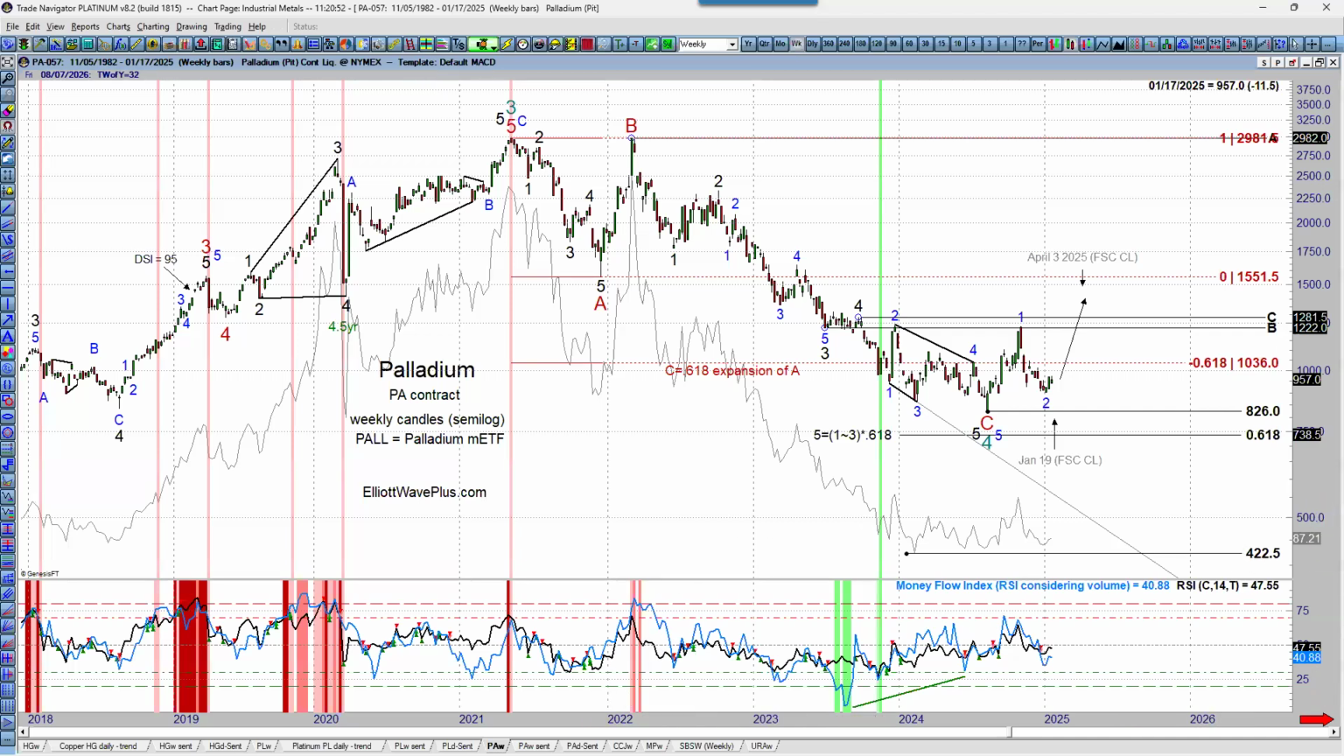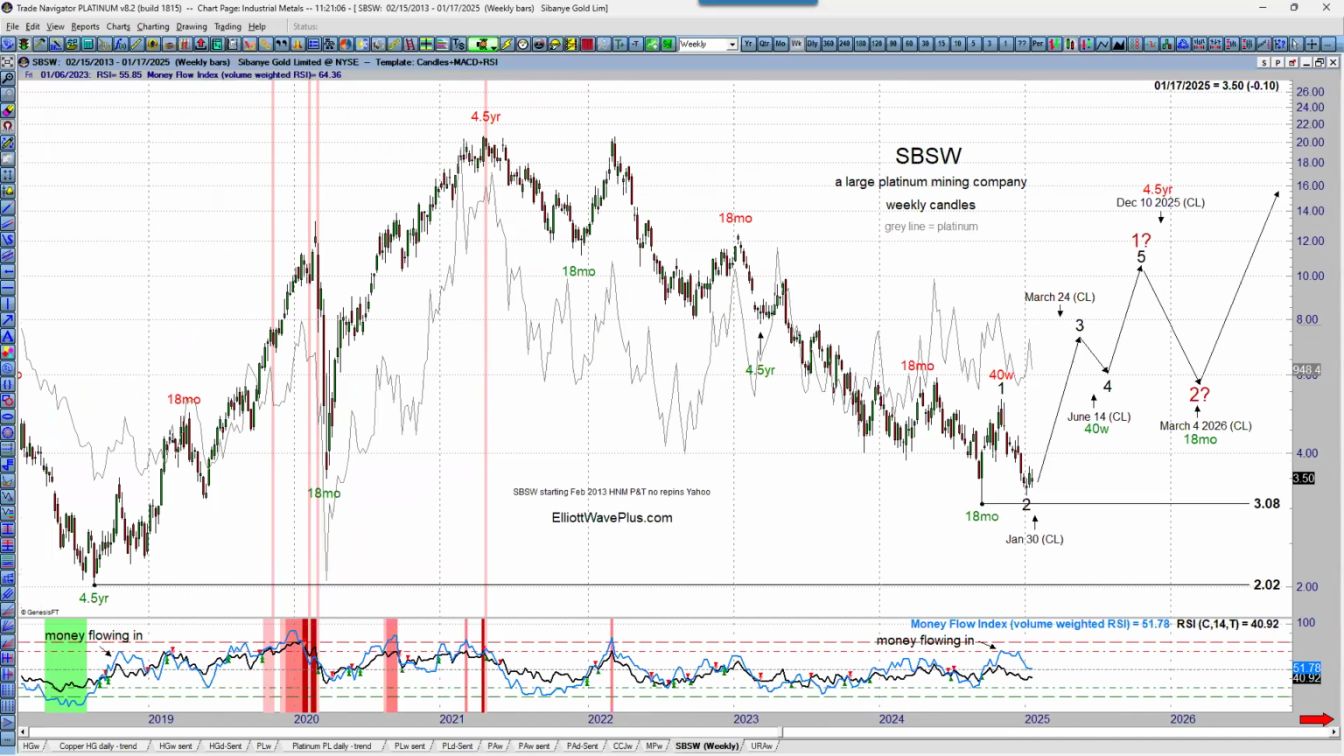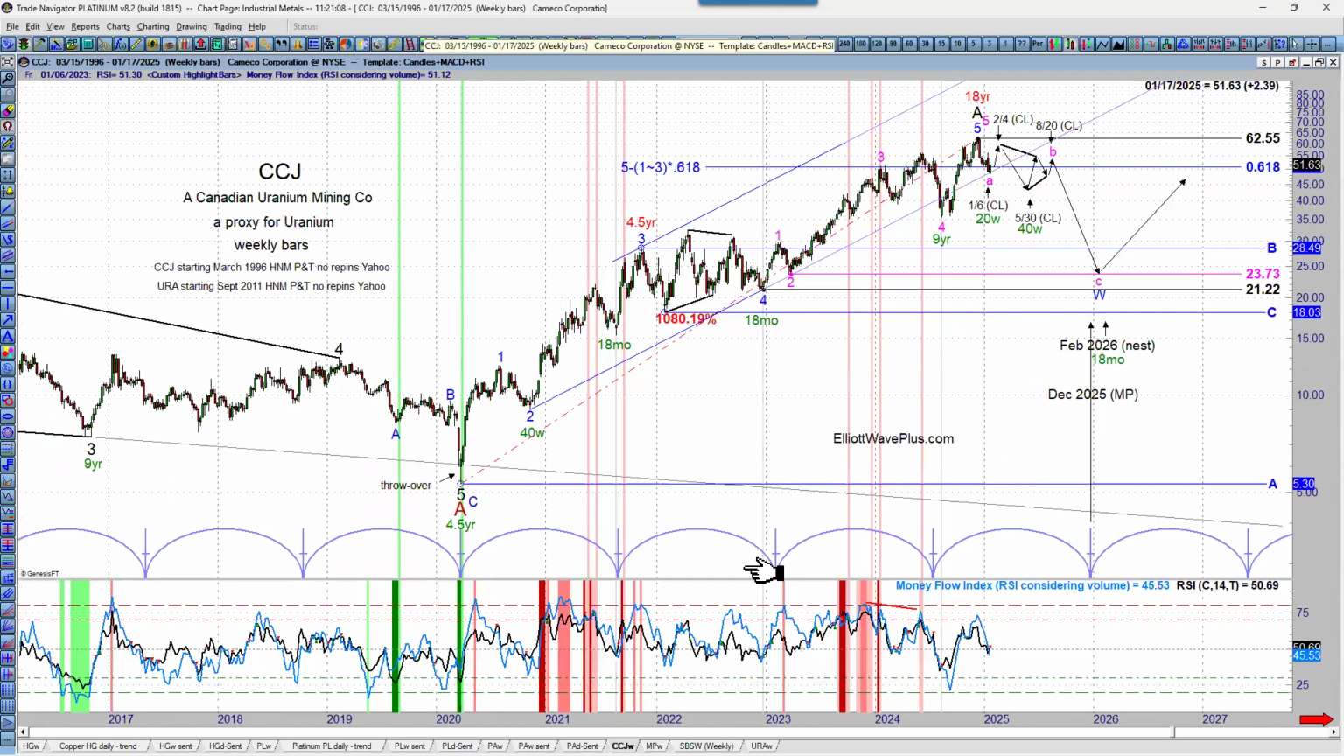It's also worth mentioning, yes, SBSW is also a play on industrial metals. Thank you for that, William. And that is a stock that I'm going to show here next. Oh, first, I was going to show CCJ.